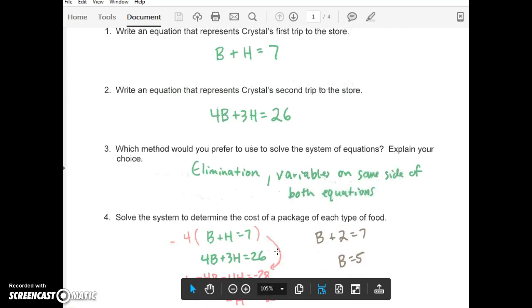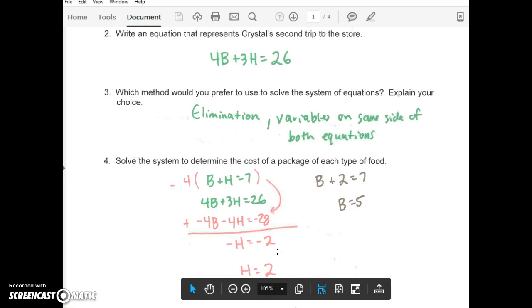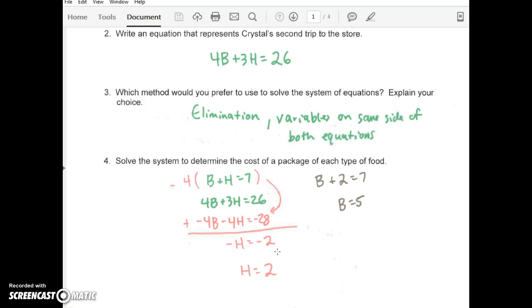Now at this point we have a choice. It says in question 3, which method would you prefer to use to solve the system of equations, and explain your choice. I chose elimination because the variables are on the same side of both equations. However, you could fairly easily, I think, use substitution. Take one of these equations, solve for either B or H, and then substitute it. So if I'm using elimination, I'm going to pick a variable to get rid of. I decided to get rid of the B's, just because, no reason in particular.